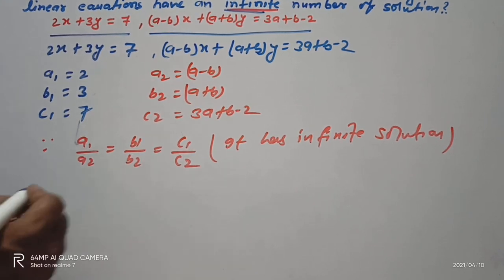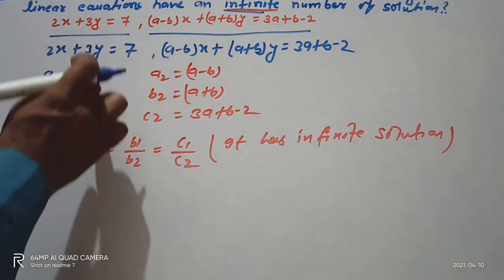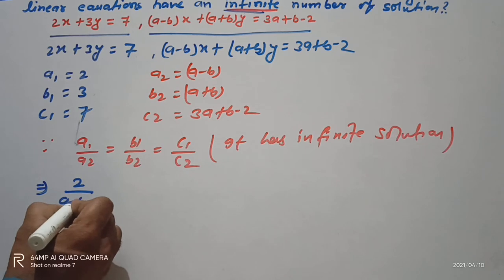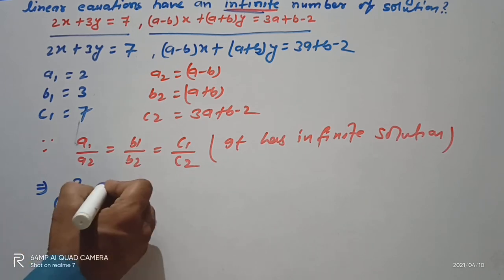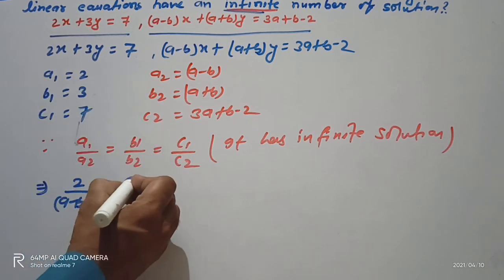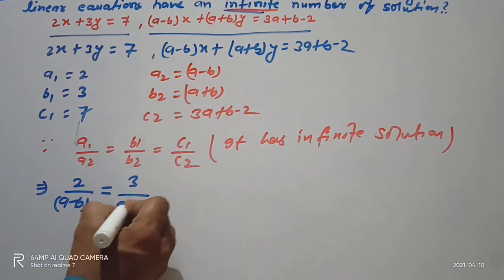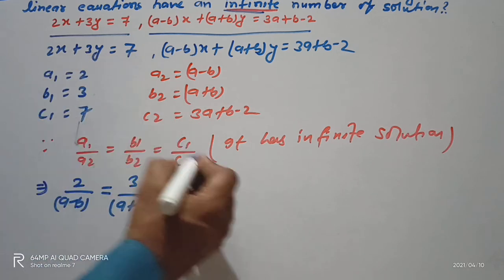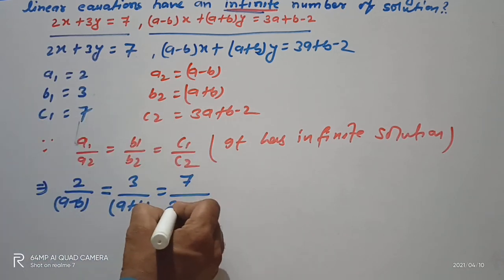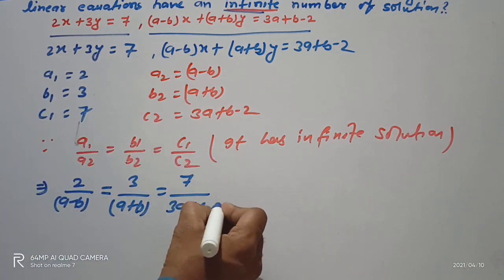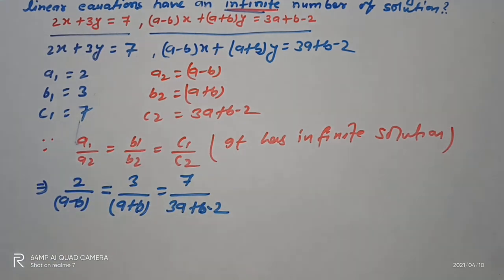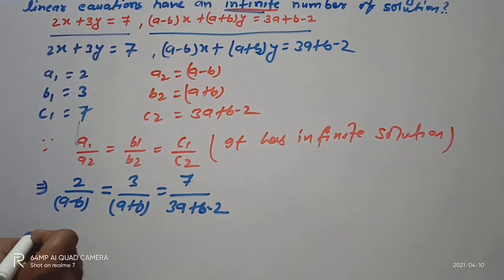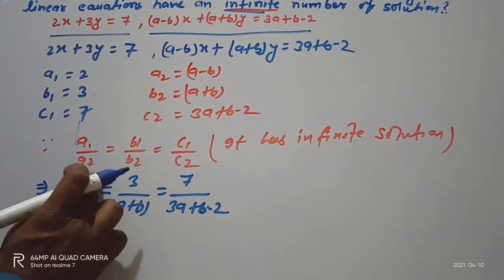So let's do that. First of all, the a1 value is 2, and the a2 value is a minus b, which you can see now. That will be equal to b1 value, which is 3, and b2 value, which is a plus b. Got it? That is equal to c1 value, which is 7, and c2 value, which is 3a plus b minus 2. You might have understood these now. Now what will we do to get the equations? First of all, we will solve from these two.